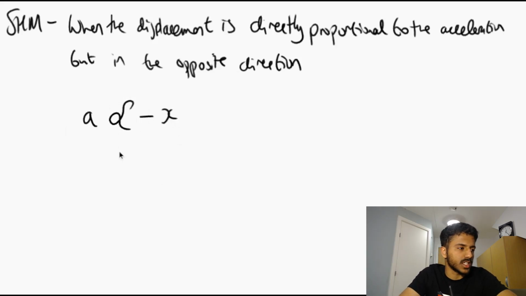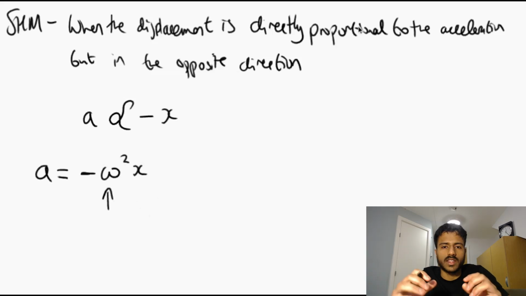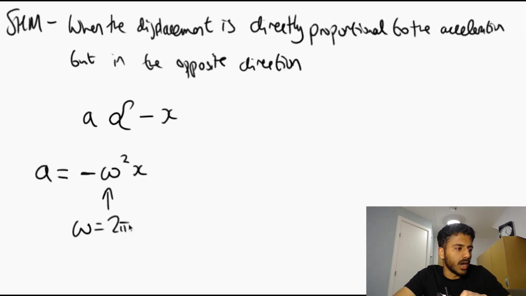And you can convert this into an equal sign by adding a constant. And in this case, for all simple harmonic equations, the constant would be minus omega squared, so a equals minus omega squared x. And in this case, omega is exactly what it always is, which is 2 pi over T.